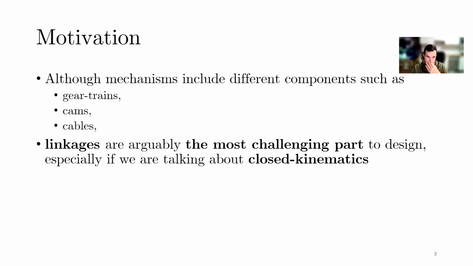All right, so mechanisms, there are a lot of different kinds of mechanisms. They consist of different subsystems such as gear trains, cams, cables, springs, a lot of stuff there. But linkages are the most challenging to design, to develop, and it is crucial. And if you consider any robotic system, you will find linkages there. Every robotic system contains linkages.